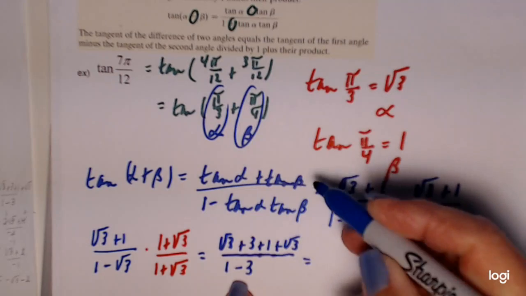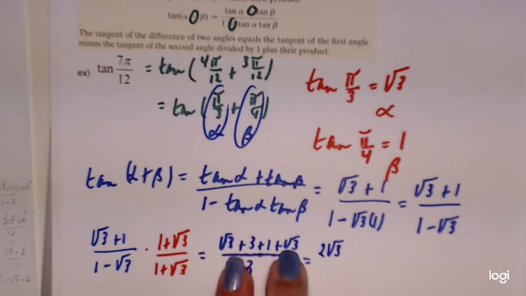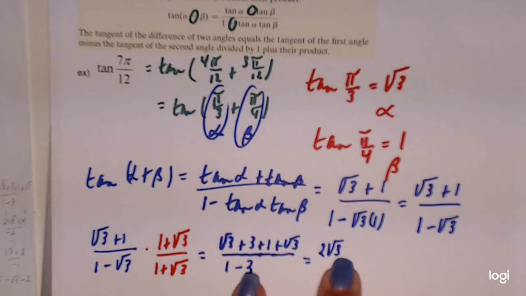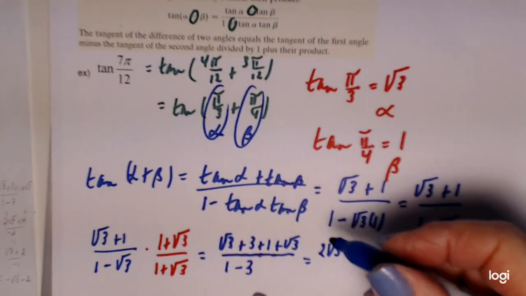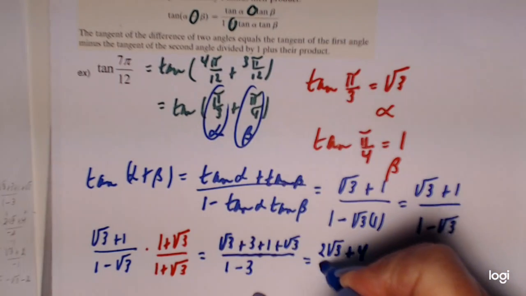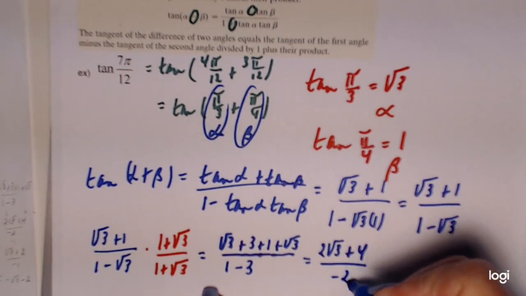Square root 3 plus square root 3, we have 2 square root 3. Notice you do not say 3 and 3, no square root 6 underneath there. Can't touch what's under those radicals. It's 1 and 1 on the outside, which is equal to the 2. And then 3 plus 1 is 4. And cleaning up the denominator, 1 minus 3 is negative 2.